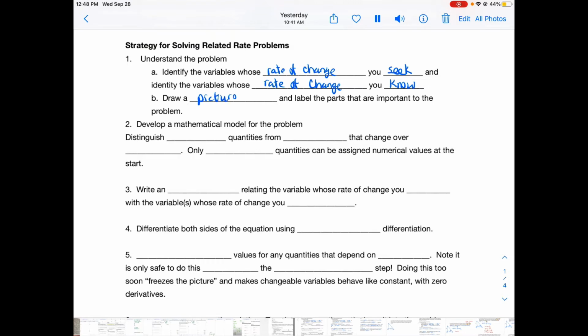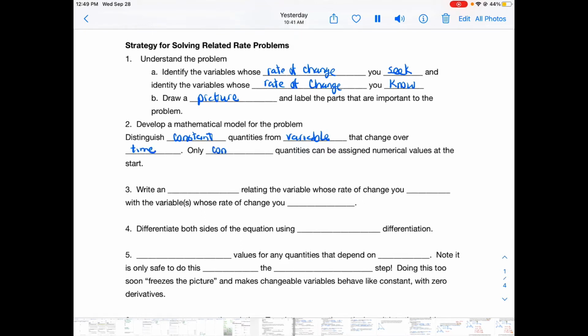Then I'm going to draw a picture of the situation from the word problem to make sure I really understand what's going on, labeling the picture with variables or numbers. Then we're going to distinguish constant quantities from variable quantities that change over time. Sometimes you'll be given some numbers in the problem, and you've got to figure out which numbers to use.